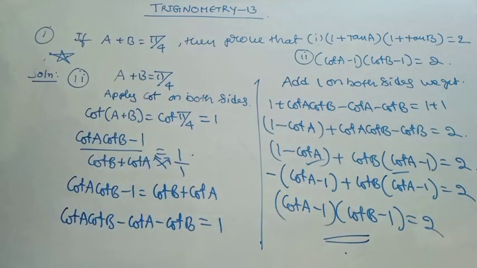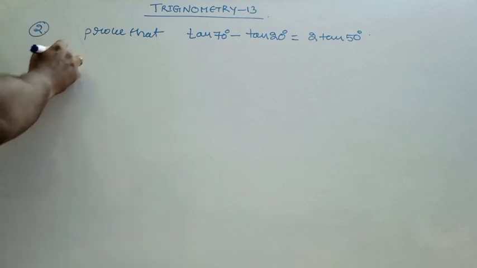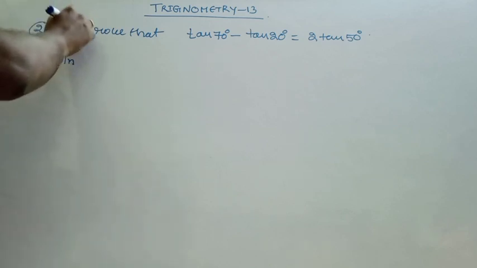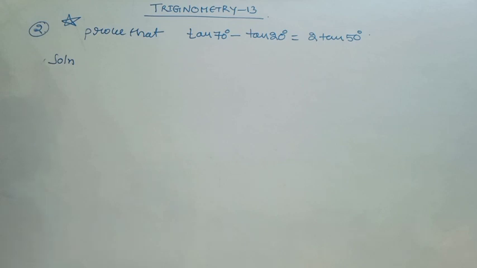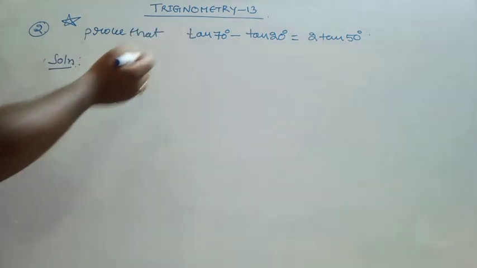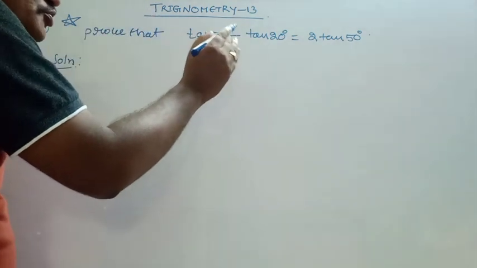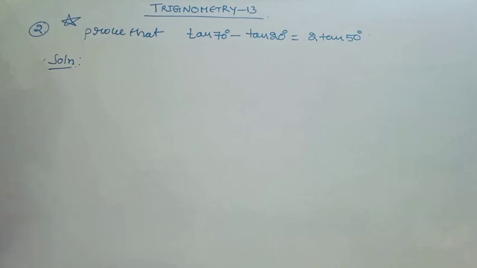It's a very, very important problem for competitive exams even. Next we have the second problem. It's a very important, star marked problem for competitive exams. Now we need to prove that tan 70 degrees minus tan 20 degrees is equal to 2 tan 50 degrees, like this, right?